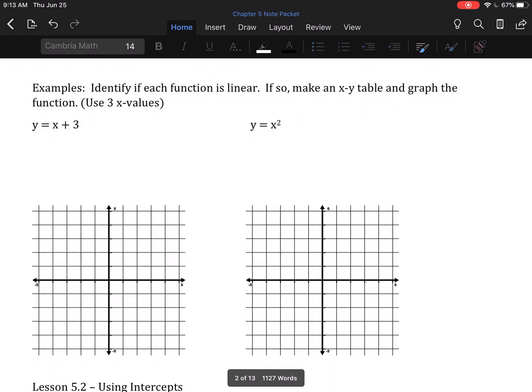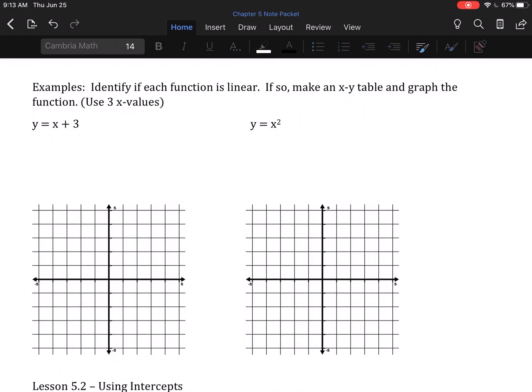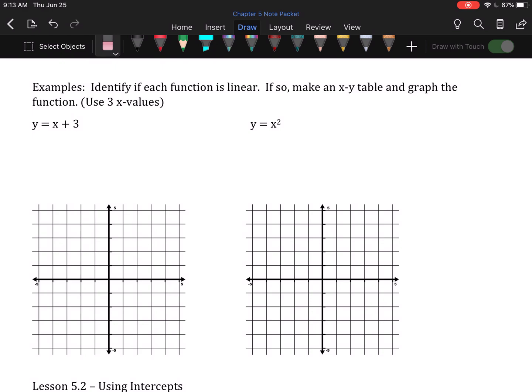Identify if the function is linear, and if it is, make a quick xy table and graph it. Okay. Well, y equals x plus 3. X and y are not multiplied together. There are no exponents. X and y are not in denominators, so this is fine. Make a quick xy table. I'm going to use -1, 0, and 1 for my x values. -1 plus 3 is 2, 0 plus 3 is 3, 1 plus 3 is 4.